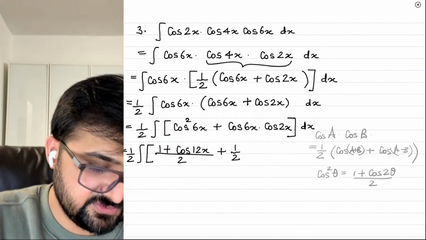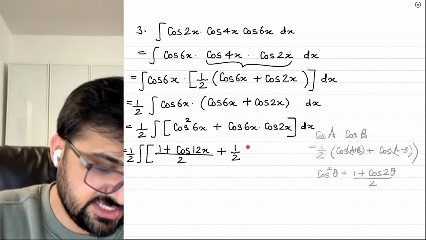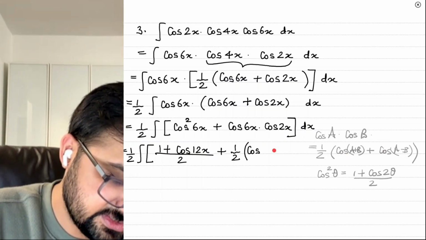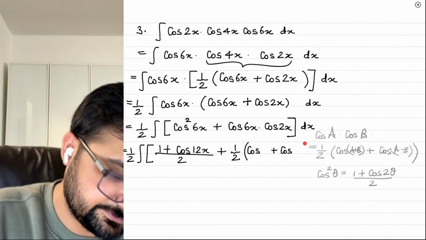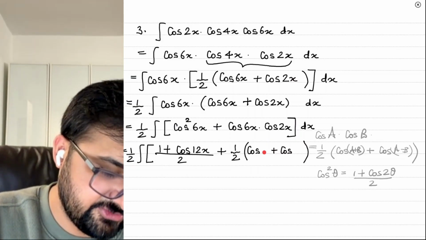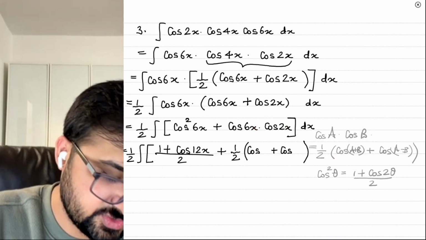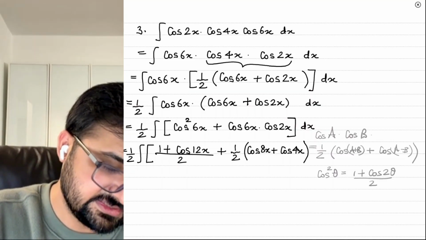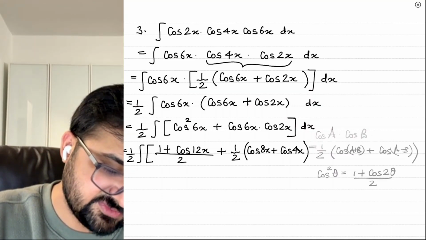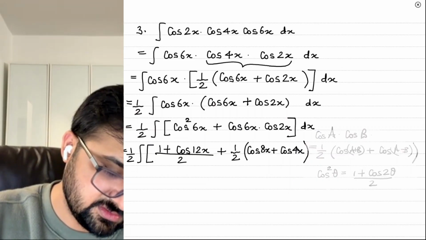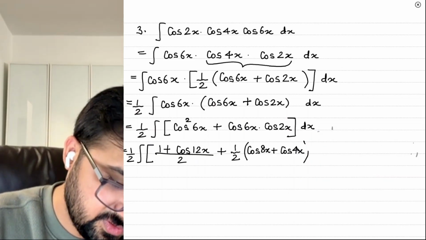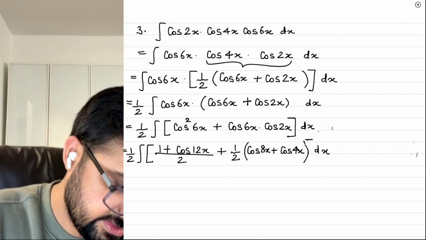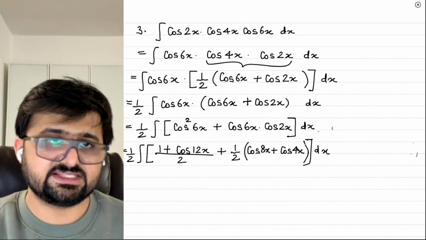So this cos 6x times cos 2x can be written as half cos plus cos. In the first part, you add the two angles, 6x plus 2x, you get 8x. 6x minus 2x, so you get 4x. Now let's erase that formula to make some space here. And that is with respect to x. Let's close that bracket here. I hope that makes sense so far.